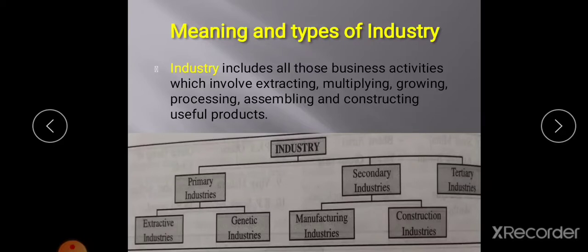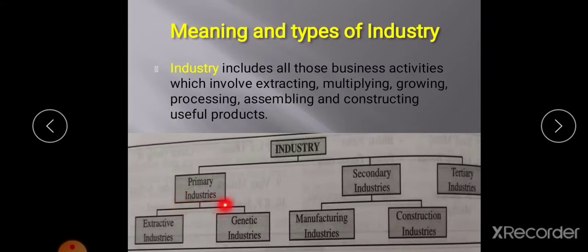Okay. So what do you mean by industry? Industry is a place in which all the activities are undertaken to produce the particular product. That includes extracting, multiplying, growing, processing, assembling and constructing. Assembling means gathering together, and constructing useful products. Okay, so that is known as industry. So here the division is shown as primary industries, secondary industries and tertiary industries. It is given in your textbook page number 6. Go through that. Then one by one we will learn in detail.